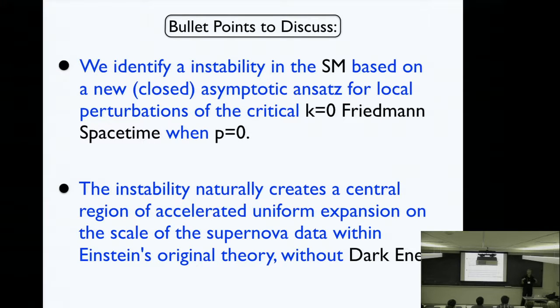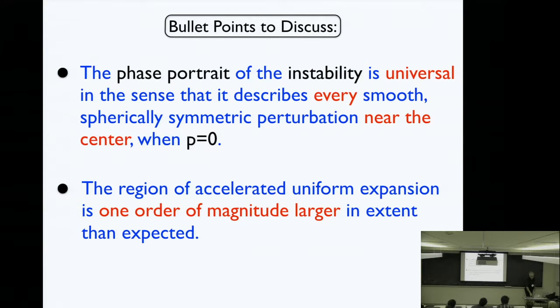And to get the phase portrait, you have to have coordinates where the solution is smooth at the center, and that's what standard Schwarzschild coordinates do. Other people work in these Tolman-Bondi coordinates, where they use the radial coordinates as co-moving, and in these coordinates, things kind of uncouple in a very nice way. So the phase portrait is universal in the sense that it describes every smooth spherically symmetric perturbation near the center when p is zero.